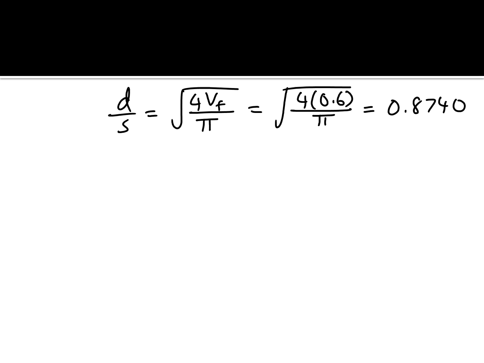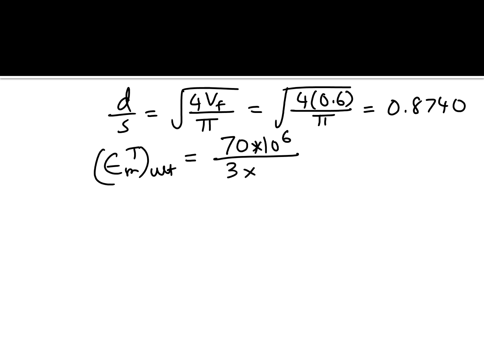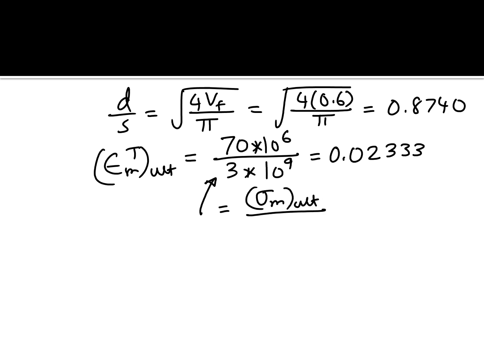Now let's look at what the epsilon mt ultimate is, which is the ultimate tensile strain which the matrix can take. So we know that the ultimate strength of the matrix is 70 megapascals. The Young's modulus of the matrix is 3 gigapascals, and this gives us 0.0233. This formula is basically coming from sigma m ultimate divided by the Young's modulus of the matrix. If you wonder where we got that from.